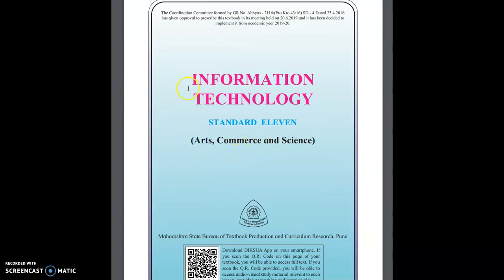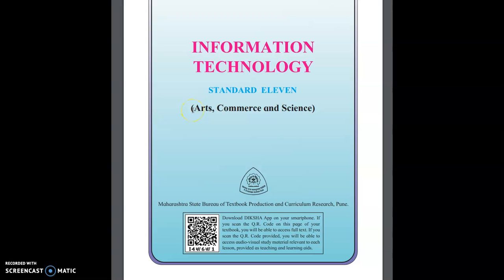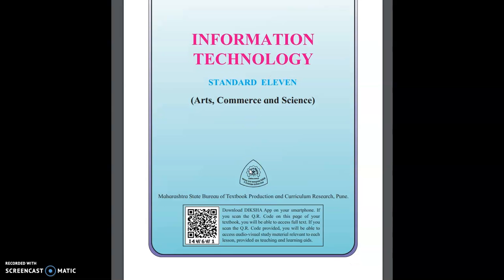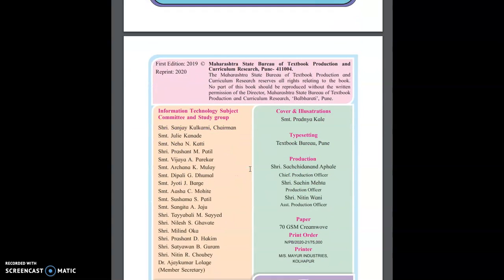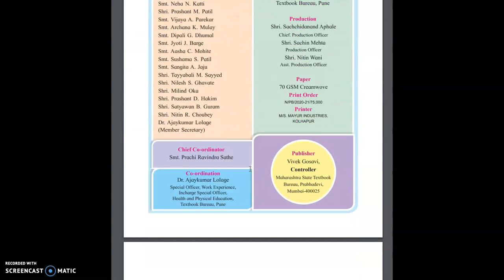Now let me tell you the introduction for this book. This is information technology for standard 11, and this book is common for arts, commerce and science. It is of the new syllabus, and for 11th only, you have a common textbook for information technology for all three streams. When you go to 12th, you will have separate books for arts, commerce and science.